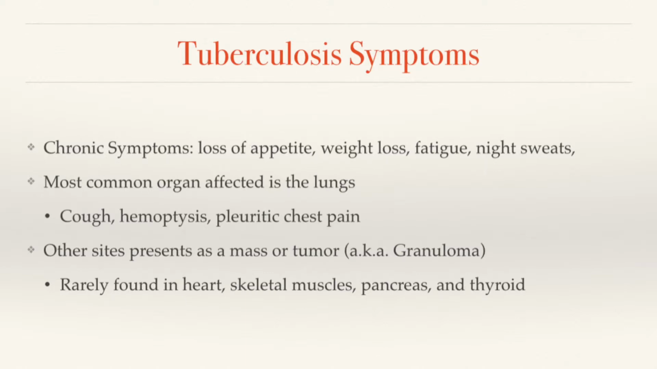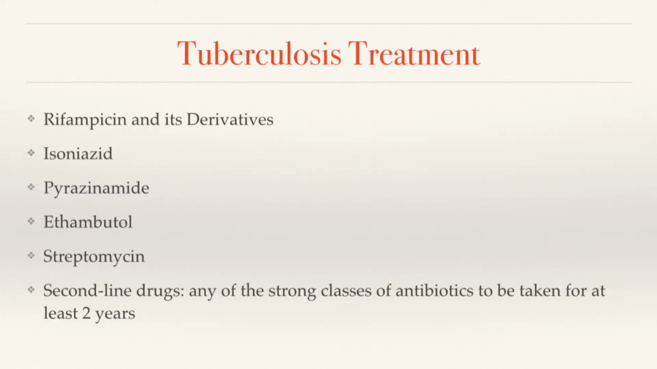Since the lungs are the most frequently involved organ, coughing out of blood or hemoptysis, and pleuritic chest pain are frequently seen in most patients. For other sites or extrapulmonary sites, tuberculosis presents as a mass lesion. Although it can affect any organ, it is rarely found in the heart, in the skeletal muscles, in the pancreas, and in the thyroid.